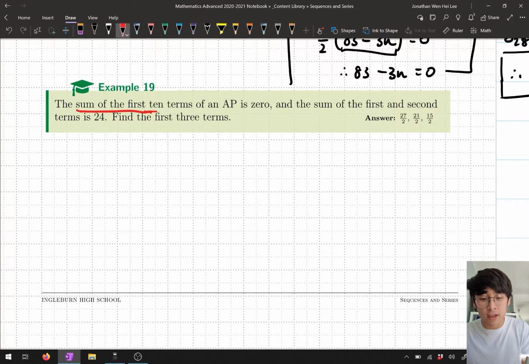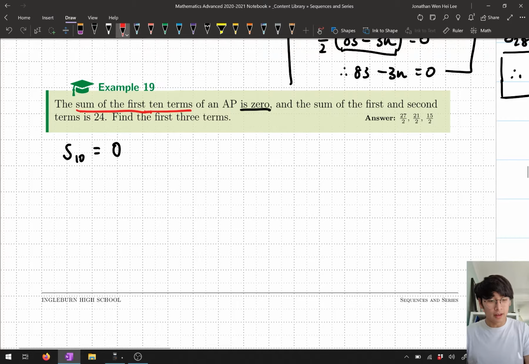The sum of the first 10 terms. Now, how do we write the sum of the first 10 terms? Well, using our partial sum notation, this is just S10. So S10, the sum of the first 10 terms, is going to be 0. And that's what we have here.